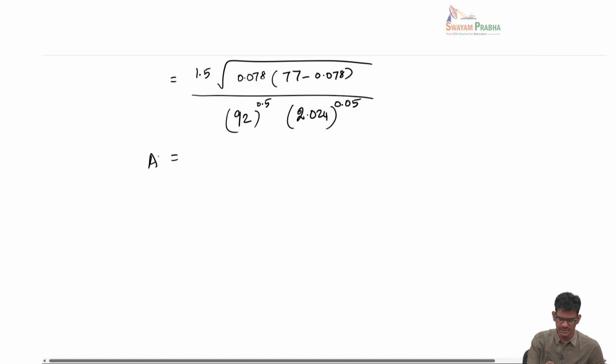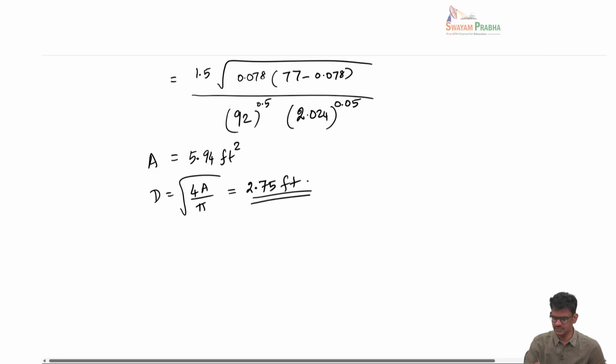So if you solve this, you will get area to be something like 5.94, and this will be in units of feet squared, okay. And from here you have to calculate the diameter as square root of 4 times area by pi, okay, and you will get something like 2.75 foot. This is the answer.